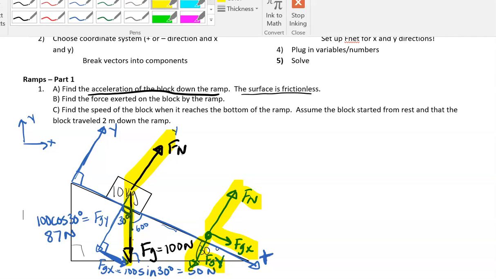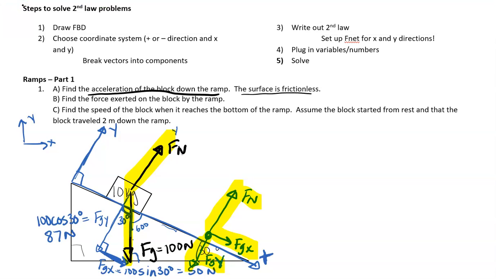Cool. So now let's go ahead and do some final math. We want to find the acceleration of the block down the ramp. So it's accelerating in the good old x direction. So let's go ahead and set up F net x.